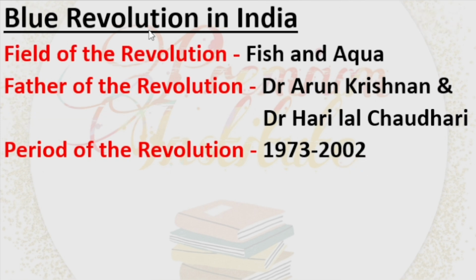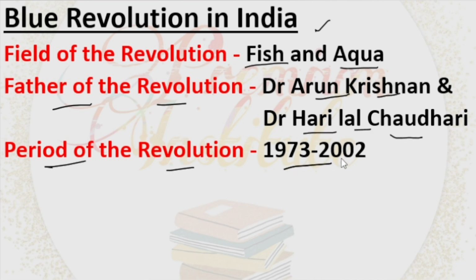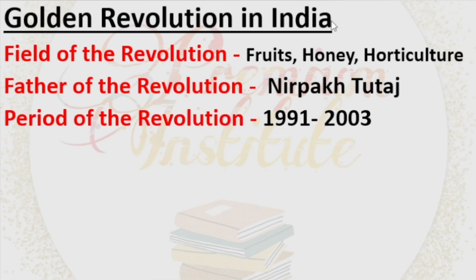Blue Revolution in India. Field of the revolution: fish and aqua. Father of the revolution: Dr. Arun Krishnan, Dr. Hari Lal Chaudhary. Period of the revolution: 1973 to 2002.